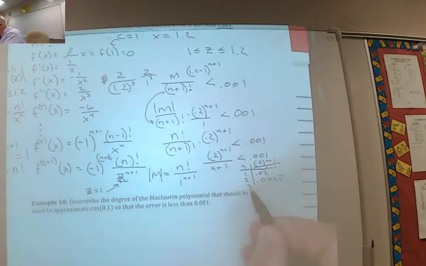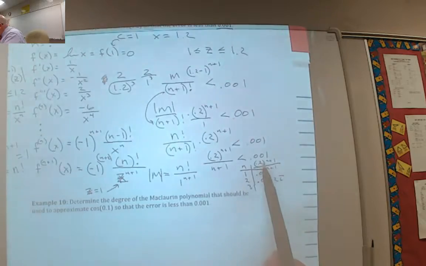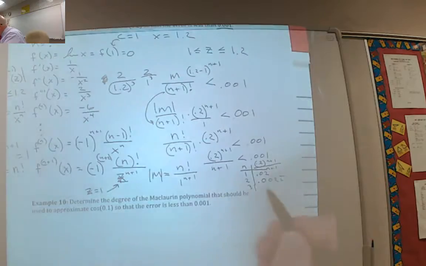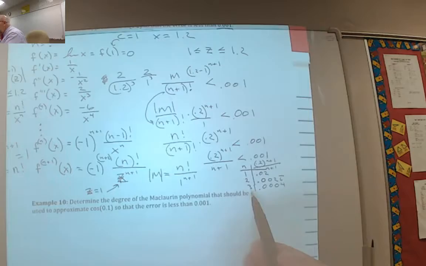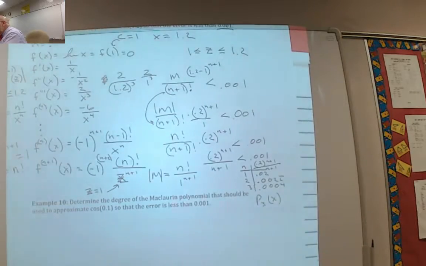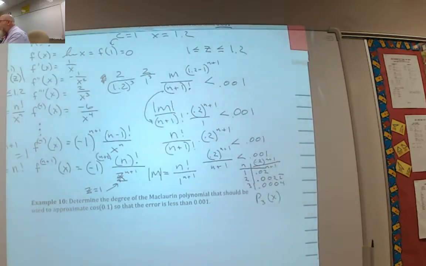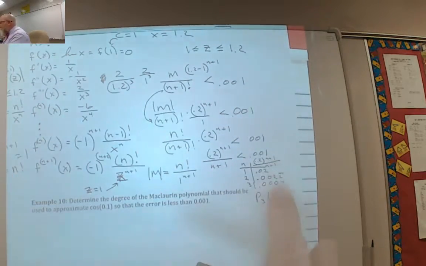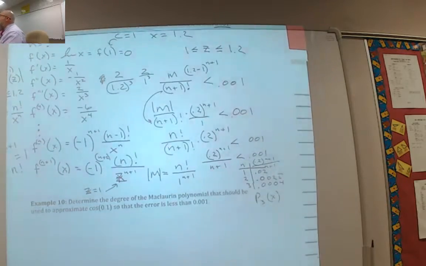Okay, so now put in 3. Take 0.2, raise it to the 4th power, and divide it by 4. You've got to get a number that's smaller than 1,000th now. 0.0004. Okay, so I've got to go 3 terms. That's the degree of the Taylor polynomial. I only got to go to a degree of 3 to be that accurate. And that's the higher end.